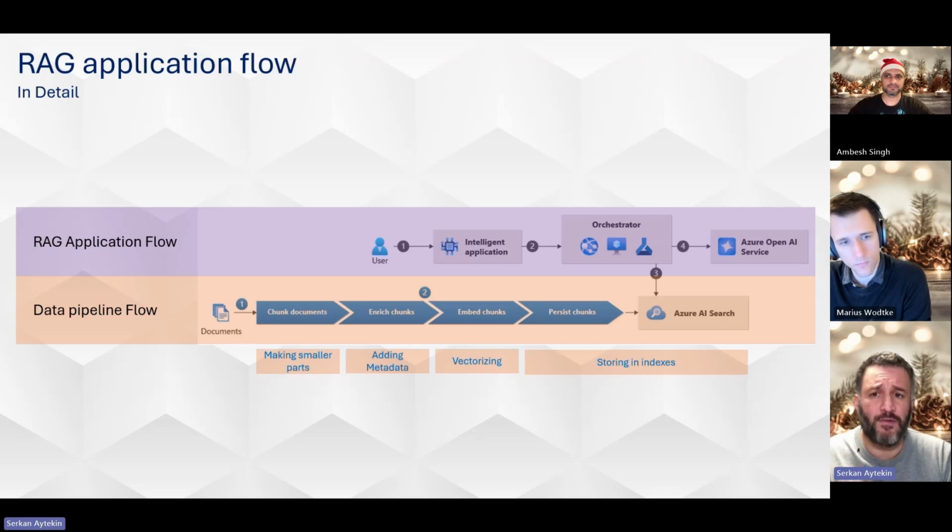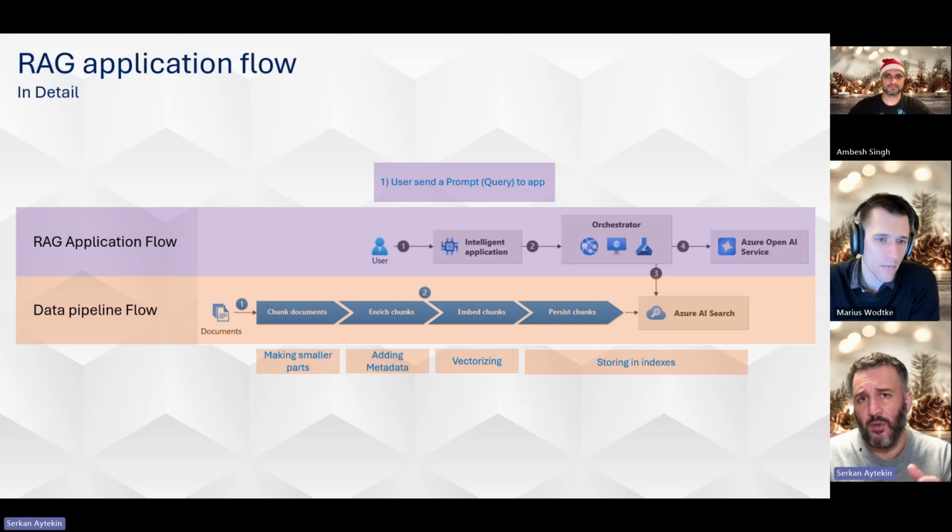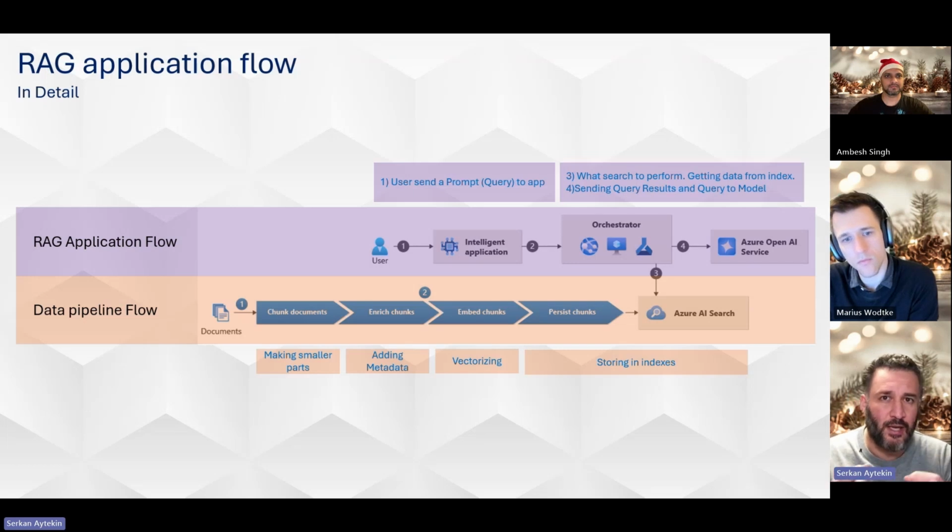In the application flow, as I said in the first picture, we send a prompt. We have some UI, a web UI or something, maybe a phone and so on. We send our prompt or query, and the orchestrator gets the query and also decides what search to perform, because we have several search algorithms. Then it gets the data from the index, the prompt is enhanced, and then that is sent to the Azure Search and then Azure AI.